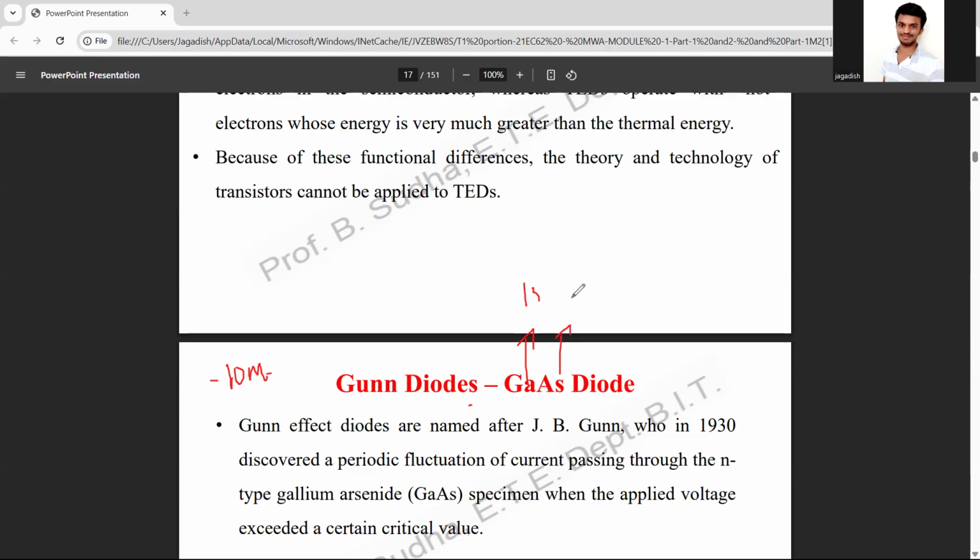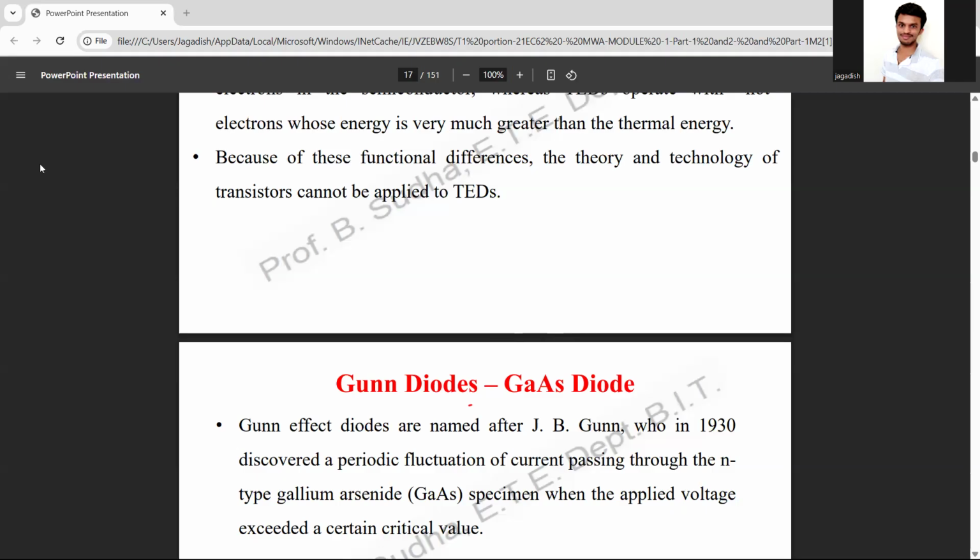Arsenic is a 15th group element. So, like P-type semiconductor and N-type semiconductor, both merged together, that is the Gunn diode. Okay. How to start explaining it? Because it is a 10 marks question, you are not supposed to write however you want. You have to start from the initial part, the introduction part.